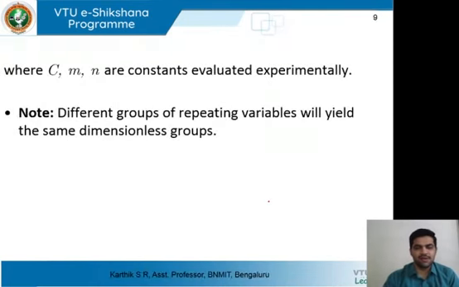Okay, now a doubt may arise about what happens if we select different repeating variables. The result will still be the same, but you may not get those dimensionless groups directly. You may have to do some manipulation, and finally you will again obtain the same dimensionless groups. So it is better to select the repeating variables that we took, so that we end up with the groups in the first step itself. Please note that this is an important question for your examination also.